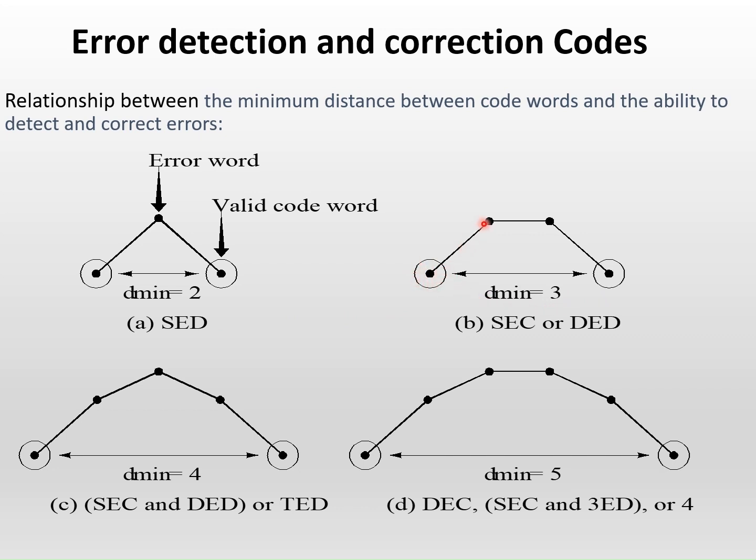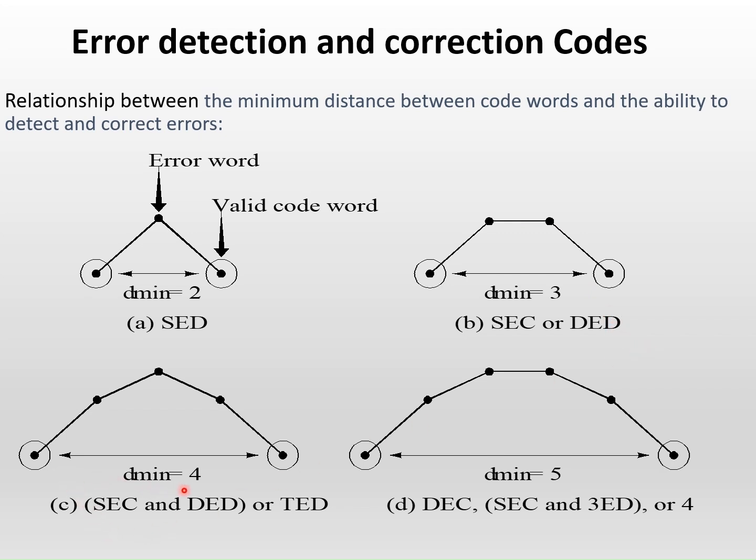You change 1 bit, you reach here. You change 2 bits, you reach here. Then you change 3 bits, you reach to another valid code word. So in this situation, single error correction is possible. Suppose this is the error word. So you know that close valid code word is this. So you will be coming here, assuming that one error has happened. Similarly, if the error word is here, then you will be coming back to this valid code word. Or double error detection is possible. Either this you are detecting error, or if it is changed to this, you are detecting error.